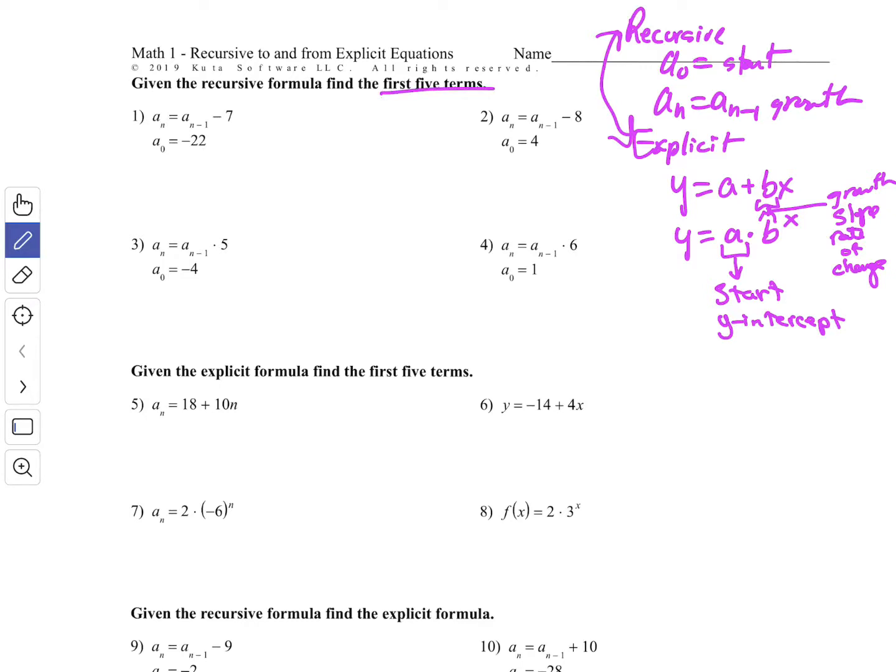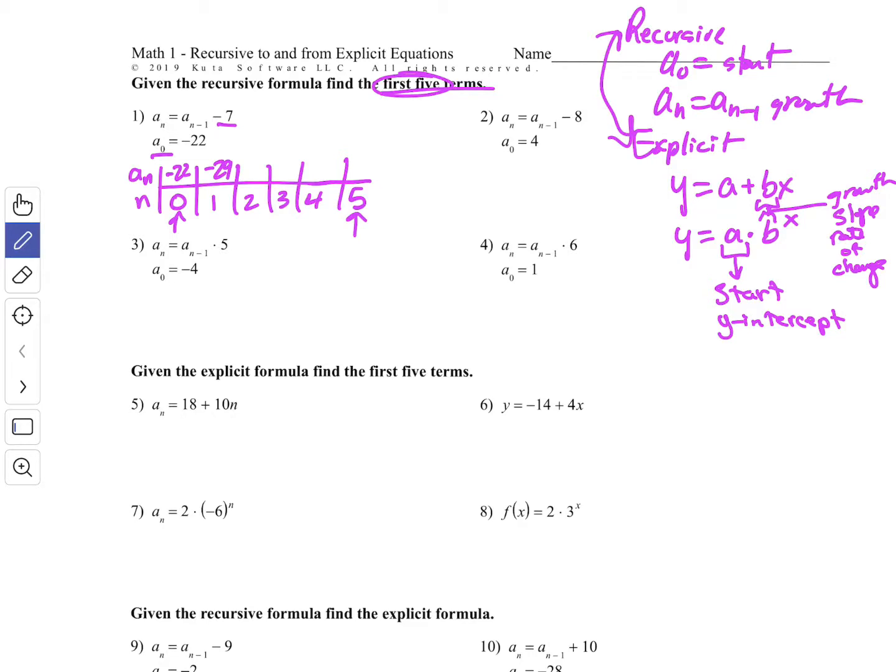All right, so these first ones, given the recursive formula, find the first 5 terms. So kind of 2 ways we can do it. We can do it like a sequence, or we could do it like a table. If we were doing it like a table, I'd have my input and my output. So a sub 0, my 0 term, is negative 22. Then my first term, I'd be subtracting 7 to that. And I need to get to my 5th term, because it says first 5 terms, which you could argue the 0 term is included in. You could argue that it isn't, so we'll just take a look at it this way.